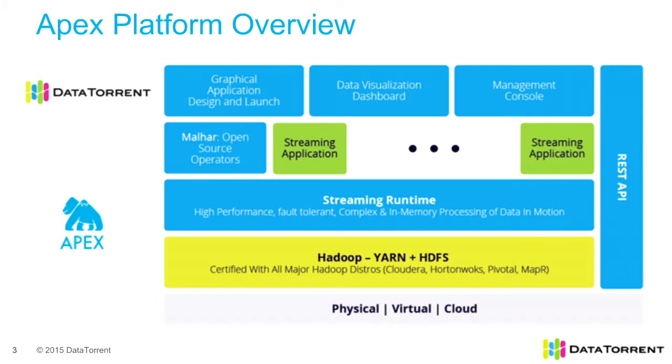With that, let's have a look at a system-level overview. In the overall picture, Apex is Hadoop native, so it runs on any Hadoop cluster that has Yarn and HDFS. It is certified to work with all the major Hadoop distributions. The cluster can really be anywhere. It can be on cloud, it can be on-prem, it can be physical machines, virtual machines. As long as we have a Hadoop cluster, Apex will run on it.